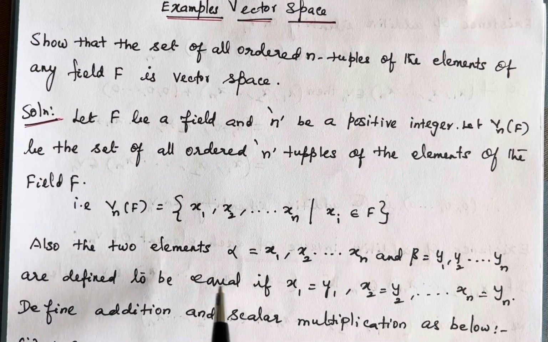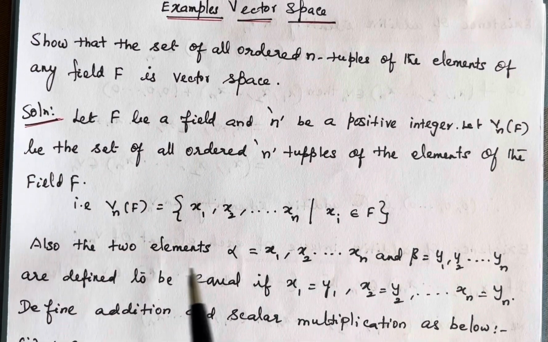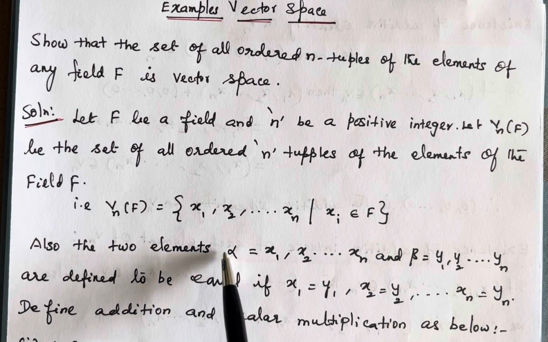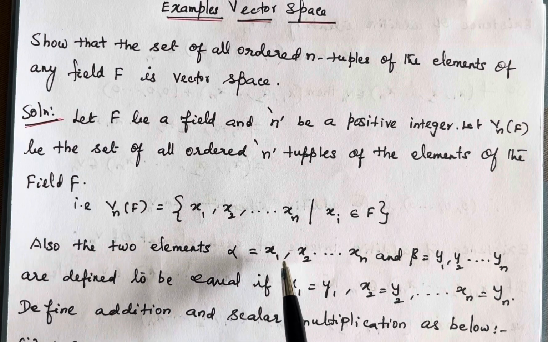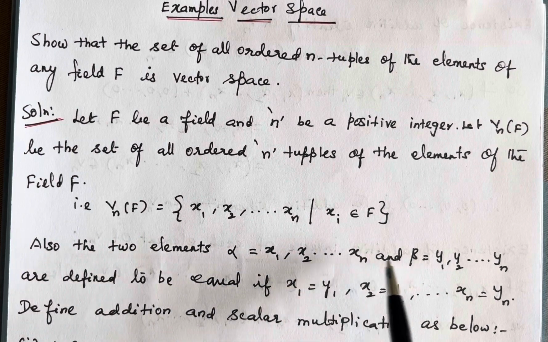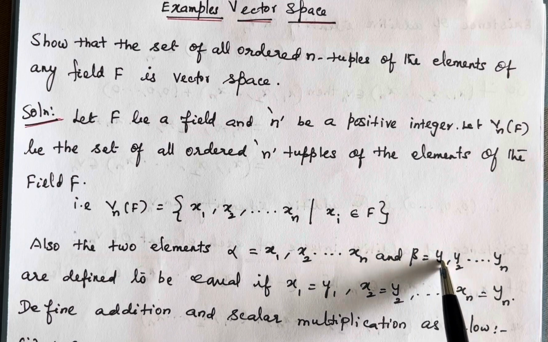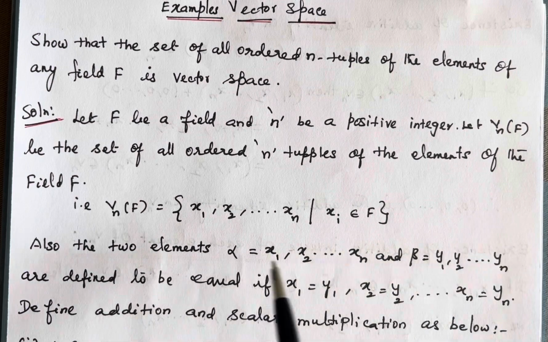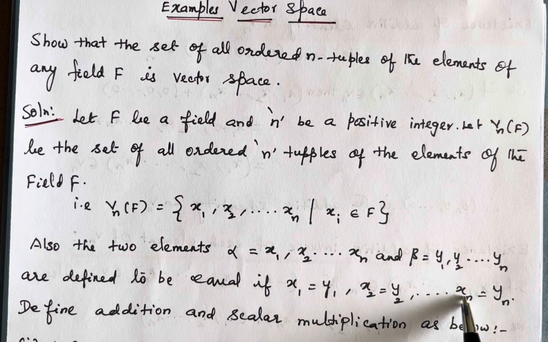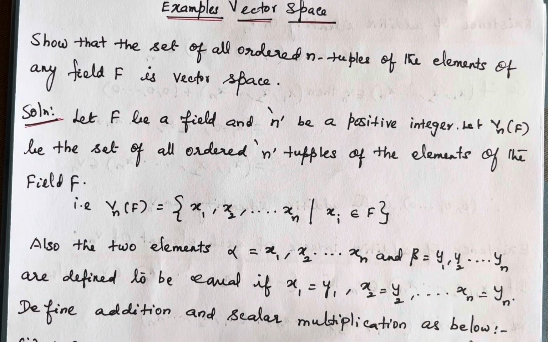Also, for two elements alpha and beta to be equal, any element alpha should be in this form, x1, x2 up to xn, and beta should be another element, y1, y2, yn. When alpha is equal to beta, it means x1 must be equal to y1, x2 must be equal to y2, and xn is equal to yn. So when I say x1, x2, y2, I am representing only the suffix.